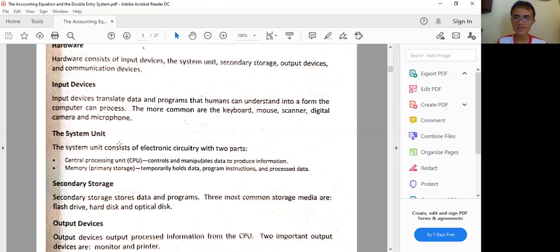So system unit is that big, normally black rather, box, rectangular in shape, containing the CPU, which is the heart of the computer. So this is like the brain of a human being. It controls and manipulates data to produce information. The memory is the hard disk there, the primary storage that temporarily holds data, program instructions, and process data.